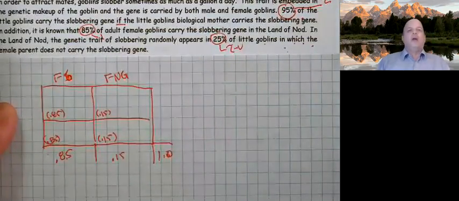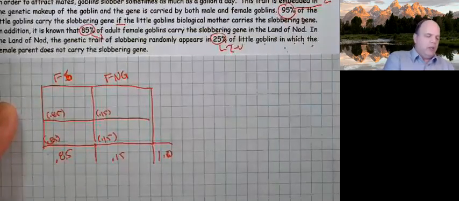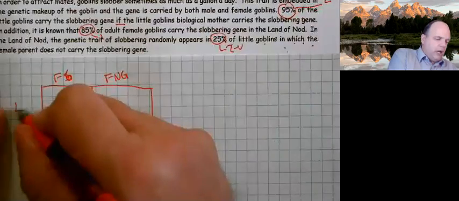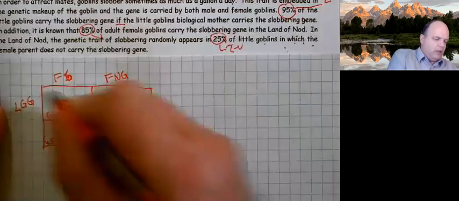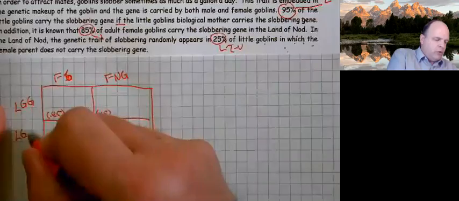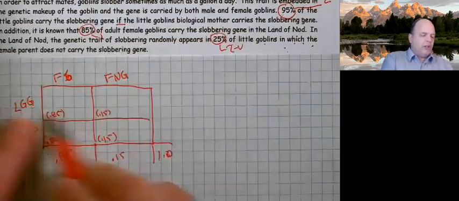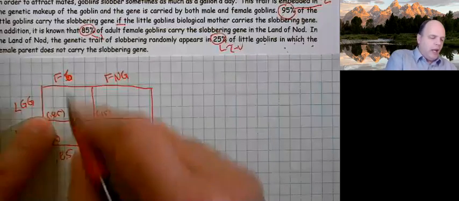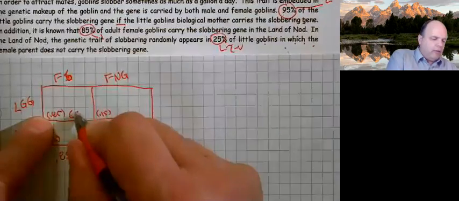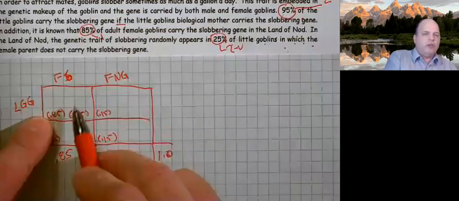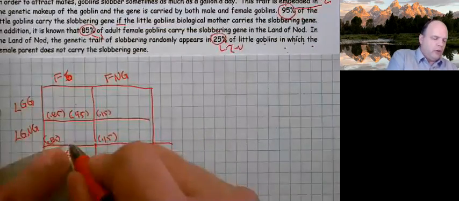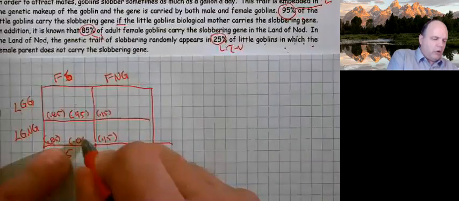All right, so now what do we have? 95% of the little goblins carry the gene if the mother carries the gene. So little goblin gene, little goblin no gene. And I know you can abbreviate it maybe even shorter. But little goblins carrying the gene and females carrying the gene happens to be at 0.95. Well, because this is 0.95, this makes this 0.05.